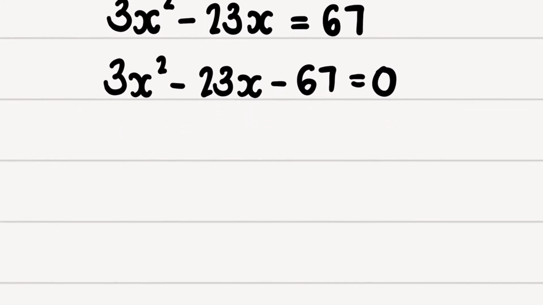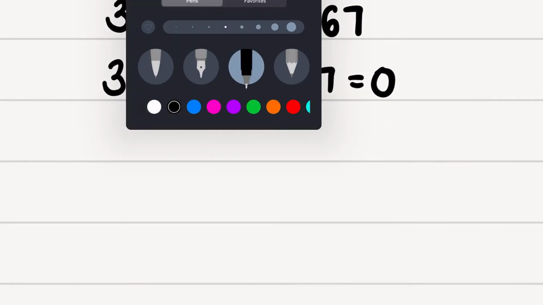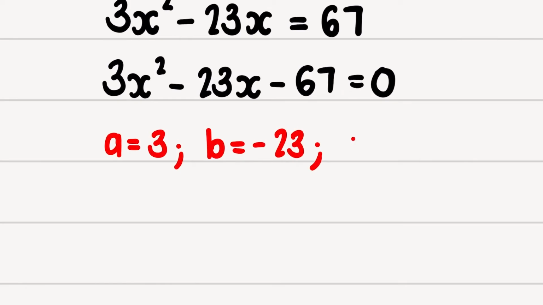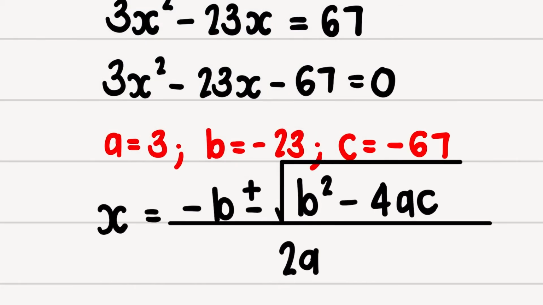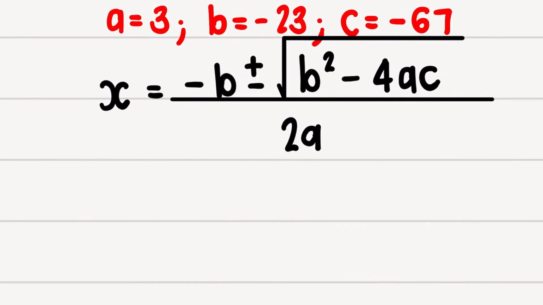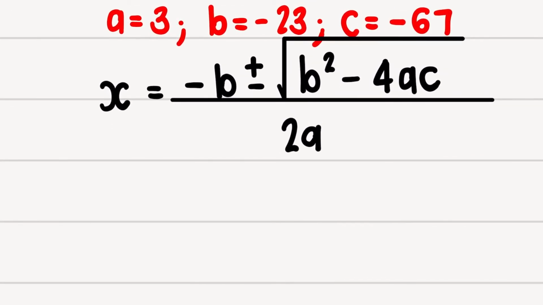Now I am going to list my a, b, and c values. So the a value is the coefficient of the x squared, so it's 3. My b value is my coefficient of x, which is negative 23. And my c value is my constant, which is negative 67. Now I'm going to write out my formula. Minus b plus minus the square root of b squared minus 4ac over 2a, and I'm going to substitute in.